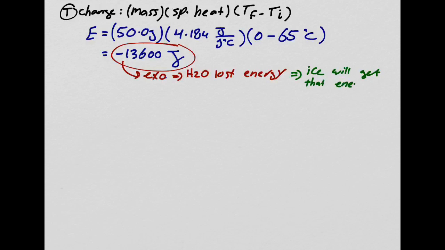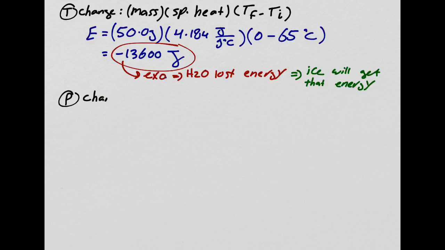That's really key in this chapter. If you can understand that, we can do any problem. That one loses, the other one gains. Water lost the energy, is an exothermic reaction, is going to release the energy. Who gets that energy? Ice will get that energy. Now, when ice gets that energy, what is it going to do? It's going to melt. Ice is going to get that energy and then is going to melt.